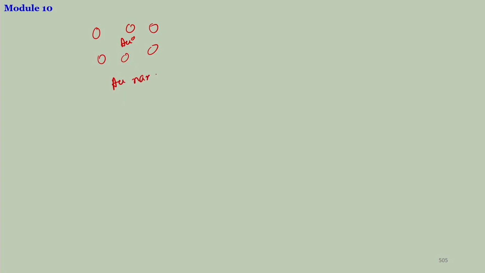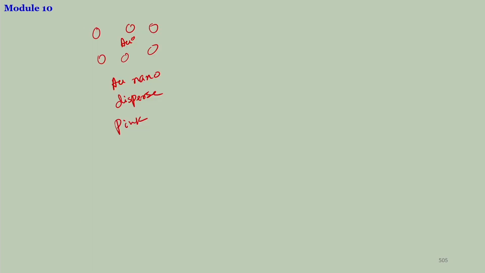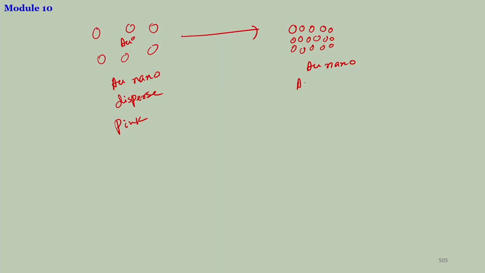So, gold nanoparticles in dispersed form, they show pink color as you have seen this color. So, that is the dispersed nanoparticles, pretty transparent you can see. Now, if you vary the concentration and make it more dense, this is also gold nano, but aggregation, because of high concentrations the nanoparticles aggregate. So, this is aggregation.